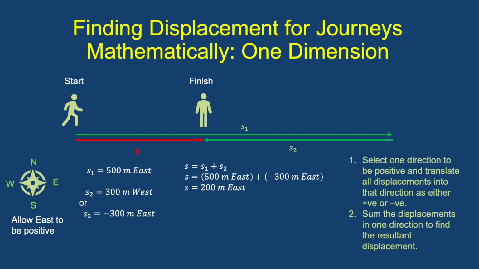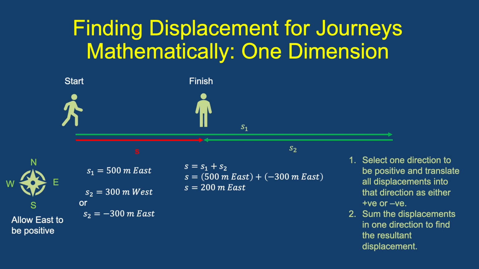Finding displacement for journeys, mathematically, one dimension. Select one dimension to be positive. Here we see a journey. The person is moving east and west. They're not moving south and they're not moving north. They're only moving with values of east and west. Finding the displacement for this particular type of activity, we draw out our vectors, tail to head, tail to head. We draw the resultant vector from the tail of the first vector to the head of the last vector. And we can just measure the answer if we want to. But we can also figure it out mathematically.